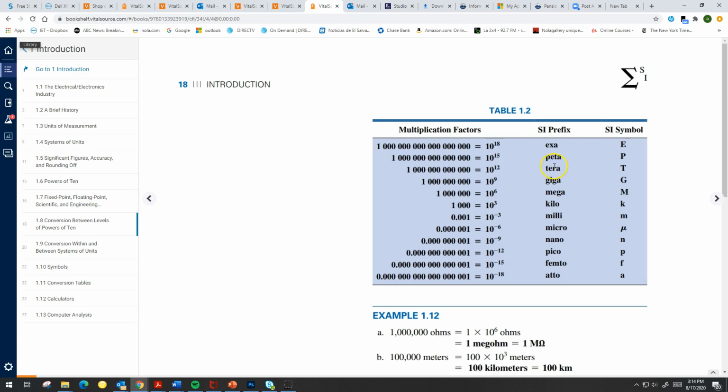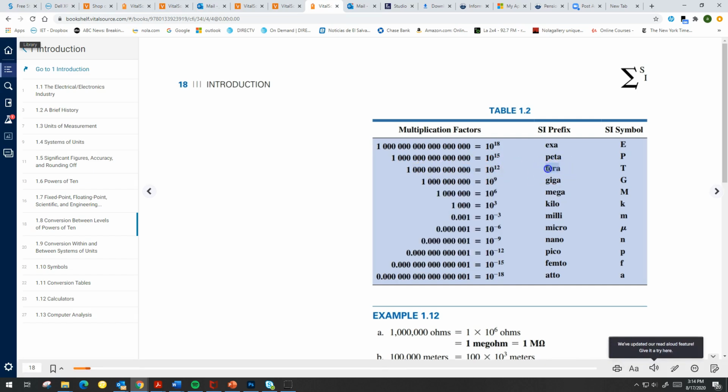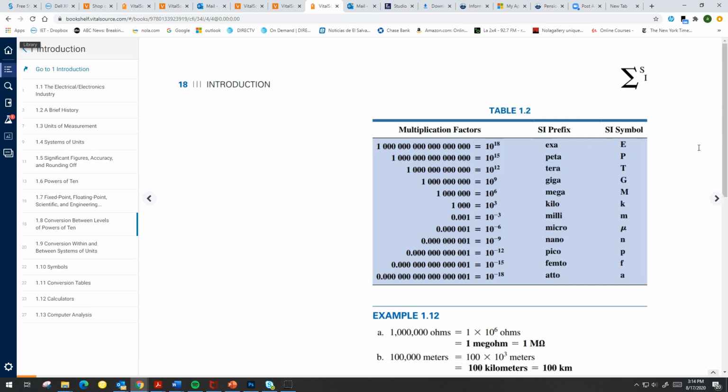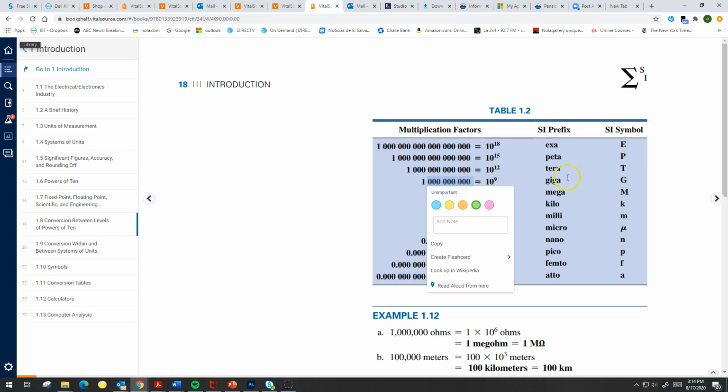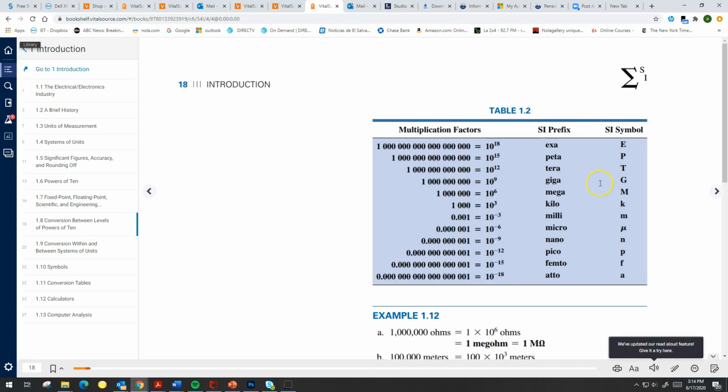Tera, like terabytes, means 10 to the 12, or 12 zeros. You can see that here. 12 zeros is terabytes, hertz, whatever the unit that you're looking at is. Giga is 10 to the 9 again, 9 zeros. So that's what that represents. It's just a shortcut notation to represent those numbers.